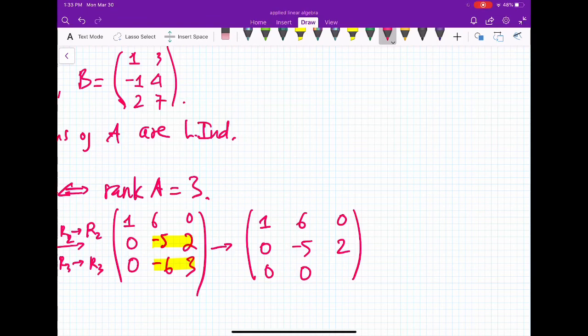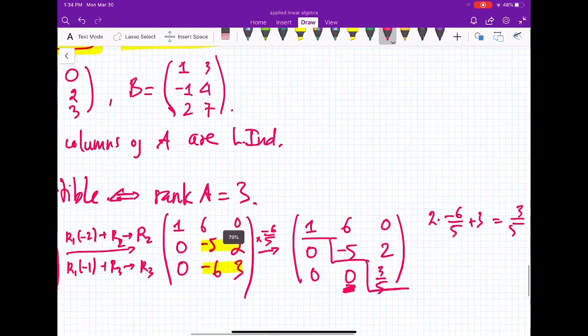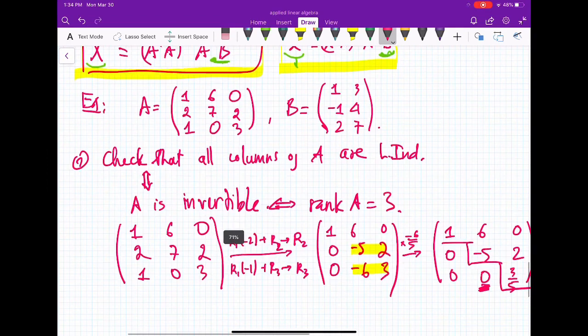Basically, you multiply the second row by negative 6 over 5 and add to the third, right? So you make this 0 already. 2 times negative 6 over 5 plus 3 is equal to negative 12 over 5 plus 15 over 5. So I have 3 over 5. This is 3 over 5. So basically, the rank of this matrix is 3. Perfect. The matrix A is invertible, and then all columns of A are linearly independent.